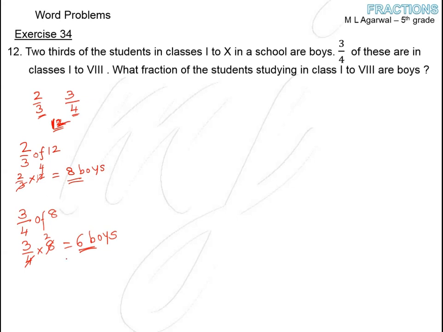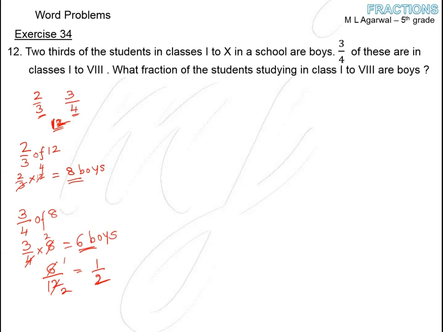So what will be the fraction? We are asking what fraction of the students studying in class 1 to 8 are boys. So 6 boys out of 12 boys. So I can say 6 ones are 6 and 6 twos are 12. So the fraction is half of the students studying in class 1 to 8 are boys. Clear how to go about this?